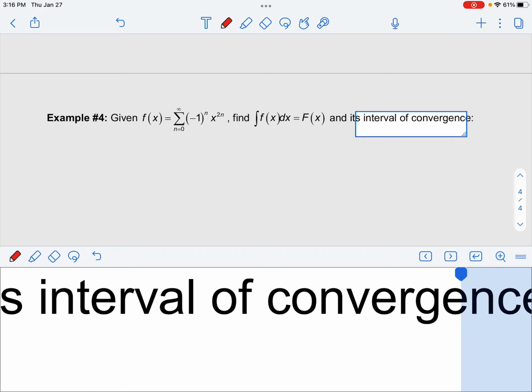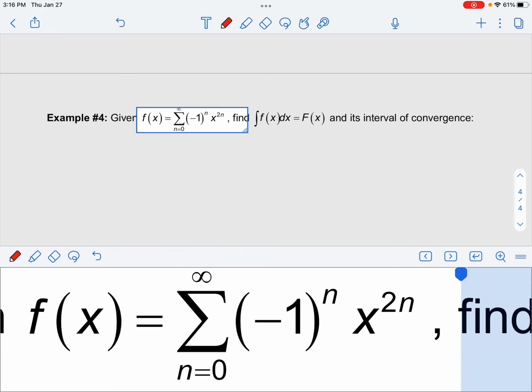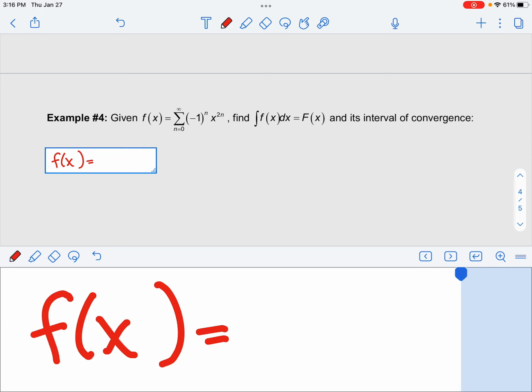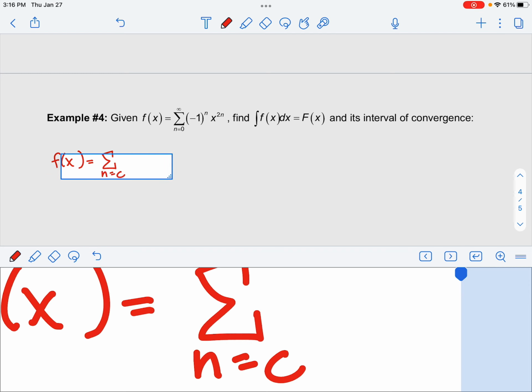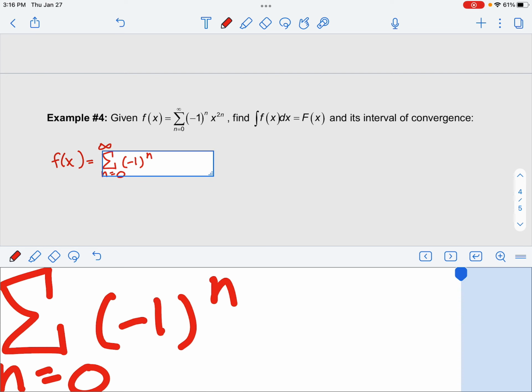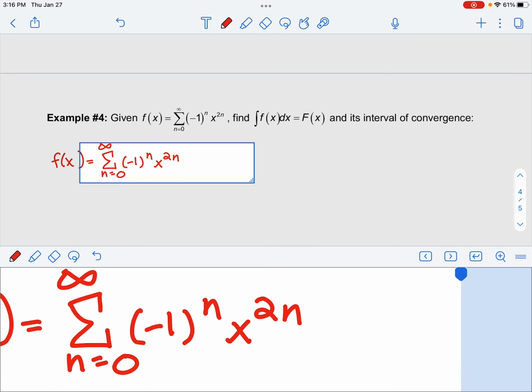So this one's a little tricky, okay, but let's write this out, and let's write out some of the terms in this series so we can see what's going on. So f of x is this series starting at 0, going to infinity of negative 1 to the n, x to the 2n power, right? So what are some of the terms here?